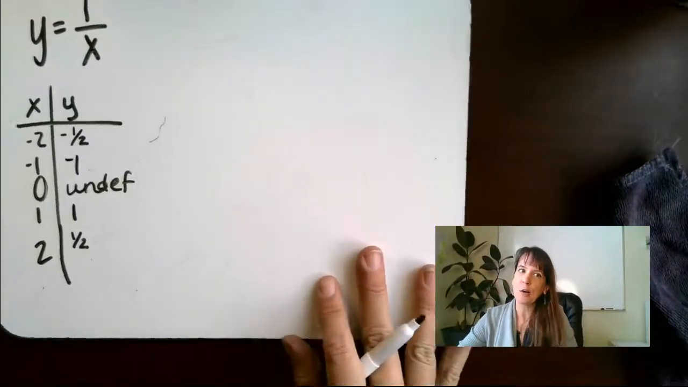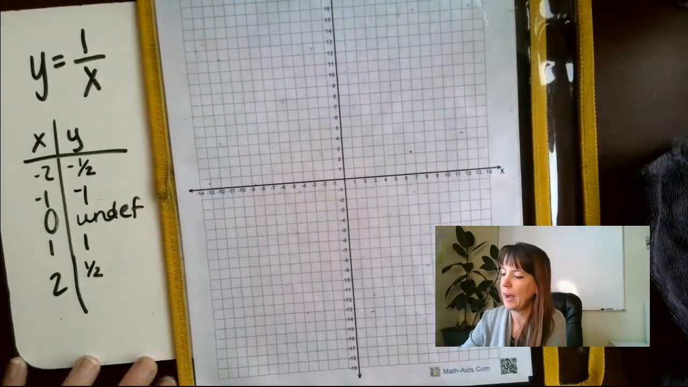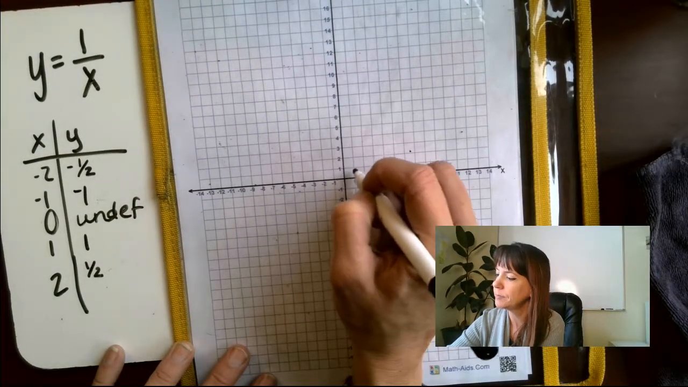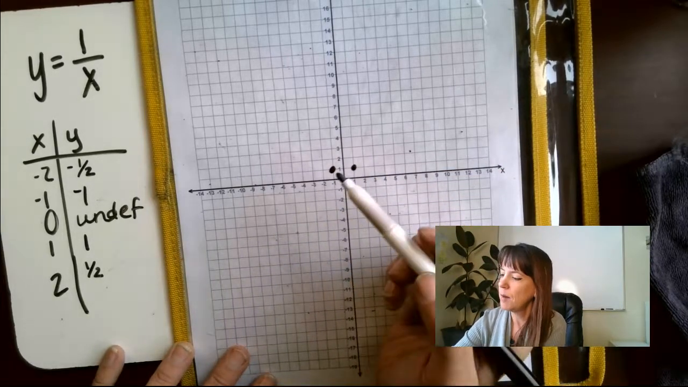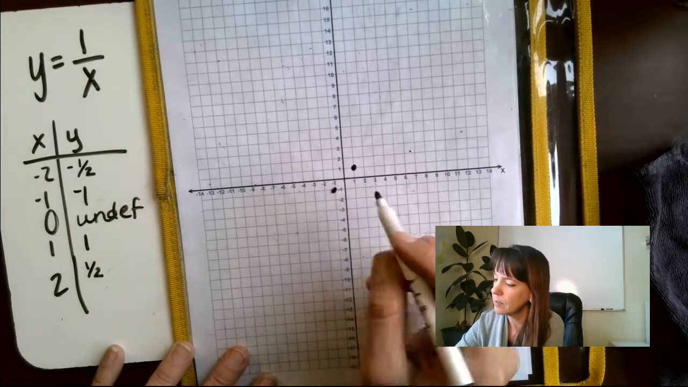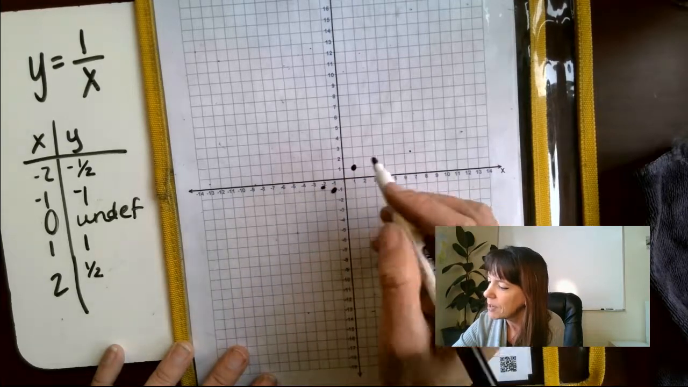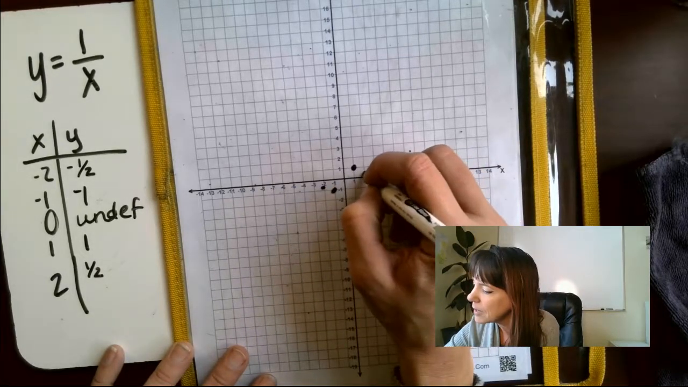All right, so taking a look at this, you would graph over 1 up 1, over negative 1 down negative 1, right? Over negative 2, I was supposed to be down, sorry, right there. I'm like, wait, that doesn't look right. Over negative 2 down negative 1 half. Over 2 up 1 half.